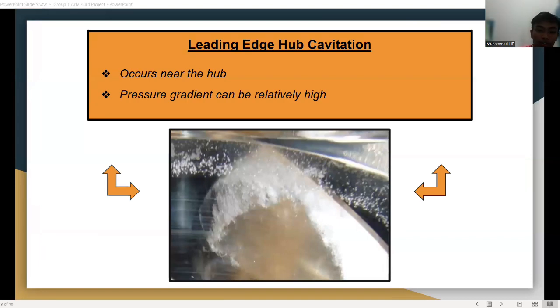So the second type of cavitation is leading edge hub cavitation. Leading edge hub cavitation is a type of cavitation that occurs near the hub, particularly at the leading edge. So the pressure gradient can be relatively high at the hub or the plate. As we know, when the pressure is high, the velocity will be low. So this occurs because the fluid flow experiences compression and also acceleration as it enters the narrow gap between the blade root and the hub.